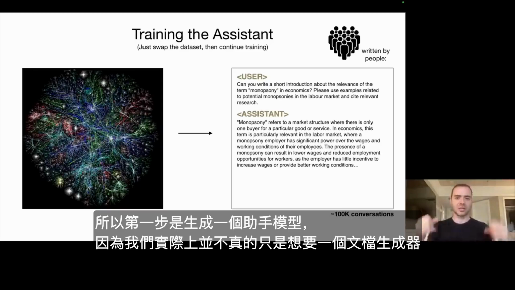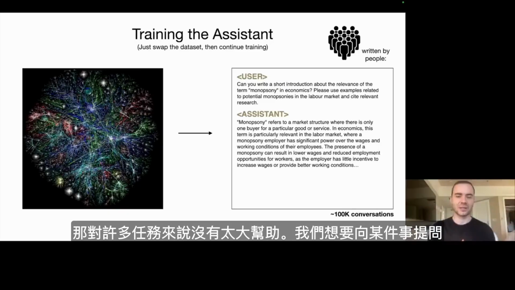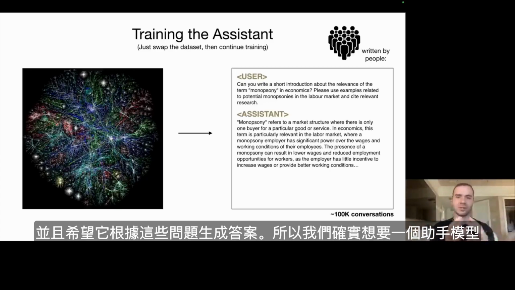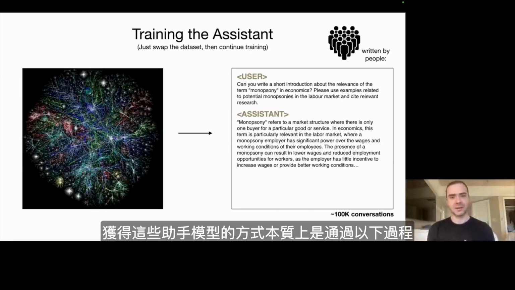Because we don't really just want document generators. That's not very helpful for many tasks. We want to give questions to something, and we want it to generate answers based on those questions. So we really want an assistant model instead. And the way you obtain these assistant models is fundamentally through the following process.